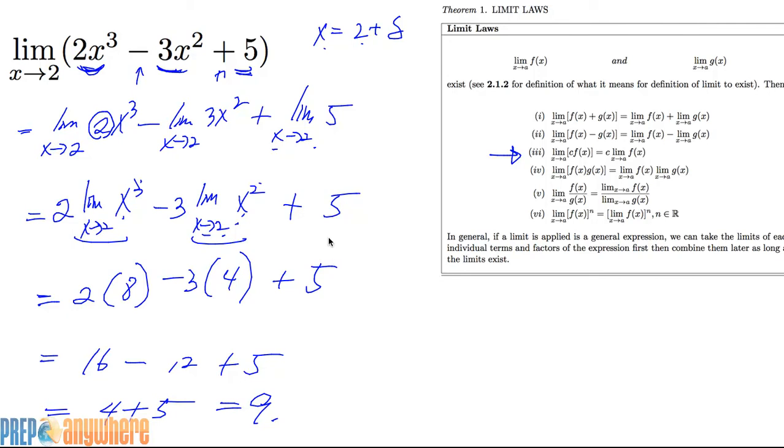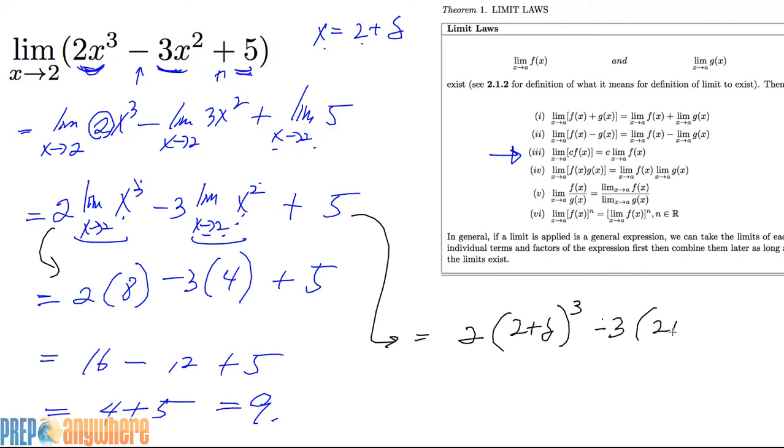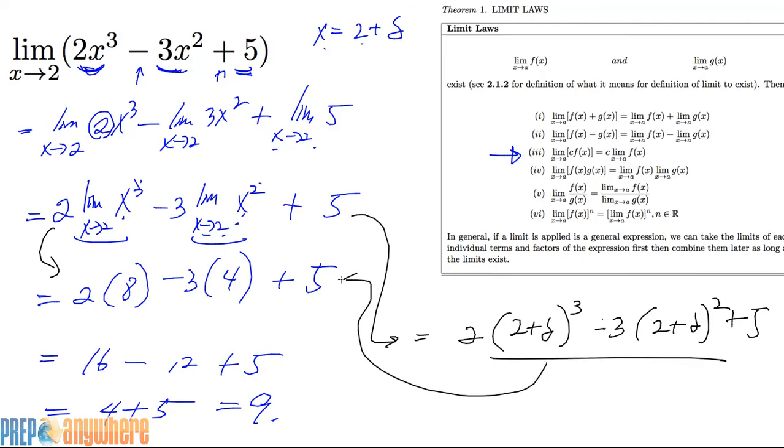Okay, so hopefully I'm not confusing you here by doing it a little bit differently, what seems to be different. But going from here to here, I skip one step. In the previous example I did 2 plus delta cubed minus 3 times 2 plus delta squared plus 5. And then of course that, as delta approaches 0, clearly is going to equal that. So it's the same thing as what we did before.